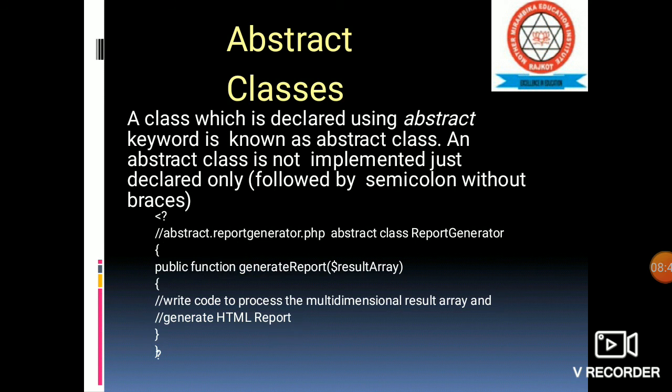Next is abstract class. Abstract means to hide something. An abstract class is used to hide the functionality. A class which is declared using the abstract keyword is known as an abstract class, and an abstract class is not implemented, just declared only. They don't have a body actually. They just declare the methods that are overridden by the subclass. Here one example is given, so go through it.